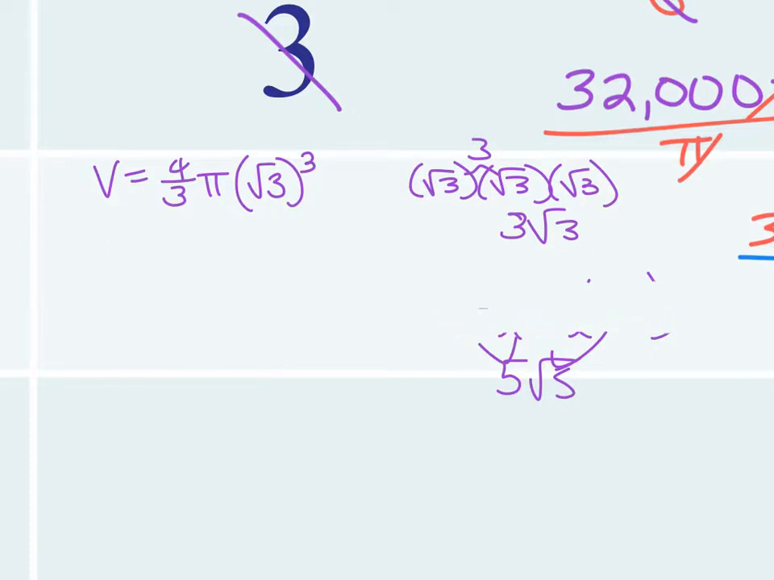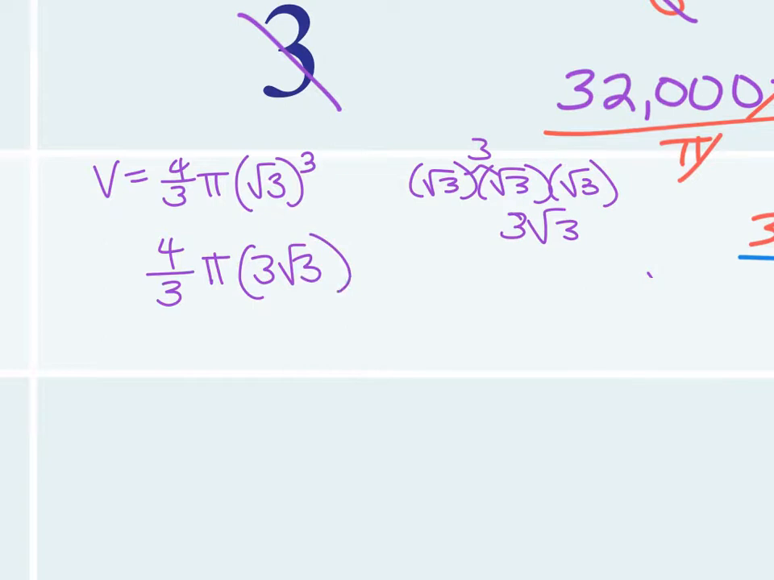All right, so that's the cube part. So I've got 4/3 times pi times 3 root 3. Simplify it as much as you can. So the 3 goes into the 3. Those cancel out, and I'm going to end up with 4 pi times root 3, or 4 root 3 times pi. You can write it either way as long as that root does not go over the pi. And this would be units cubed.